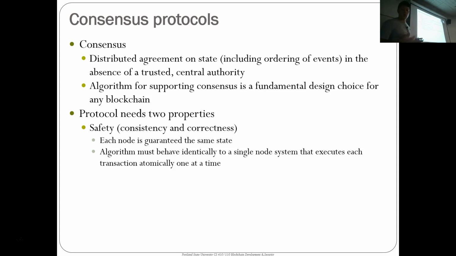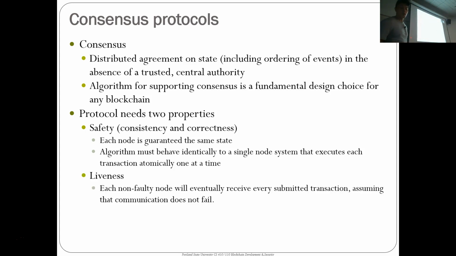This is an ordering property. The other thing it needs is liveness. So each non-faulty node will eventually receive every submitted transaction. That it will continue to make progress as long as it doesn't have a fault. That you'll keep the thing updated.